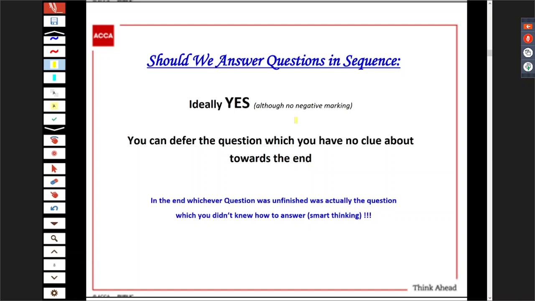But you can defer the question which you have no clue about. That's the one we spoke about a few minutes back. Then don't disturb the sequence, just leave some space and move on. In the last 5, 10, 15 minutes, just try to put in some basic material so that it looks like you have not skipped the sequence. Okay.